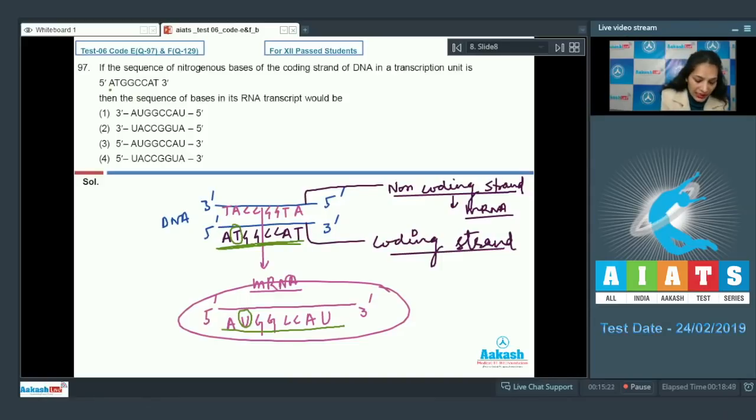Now you can analyze. It is ATGGCCAT and it is AUGGCCAU. Both are exactly the same. So the correct option for the given question is option number 3. Let's move to the next question.